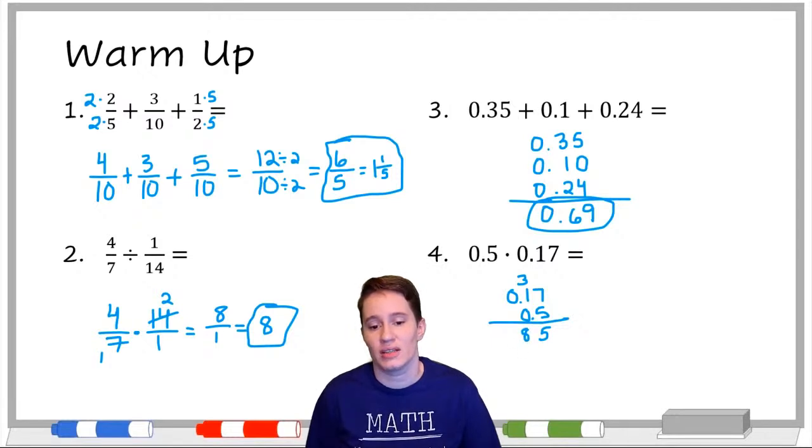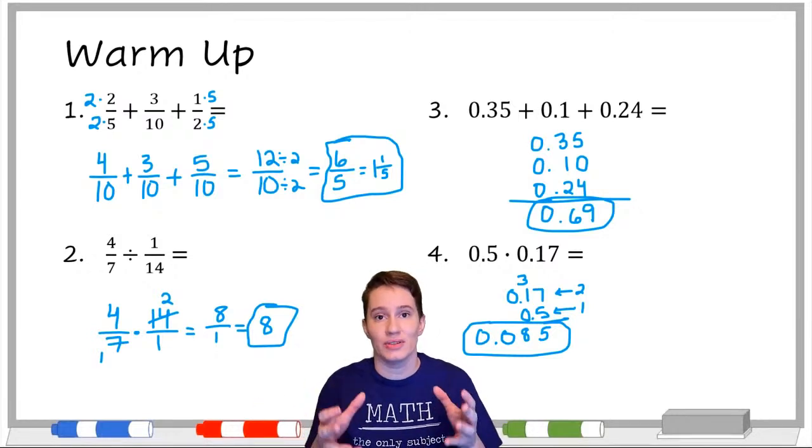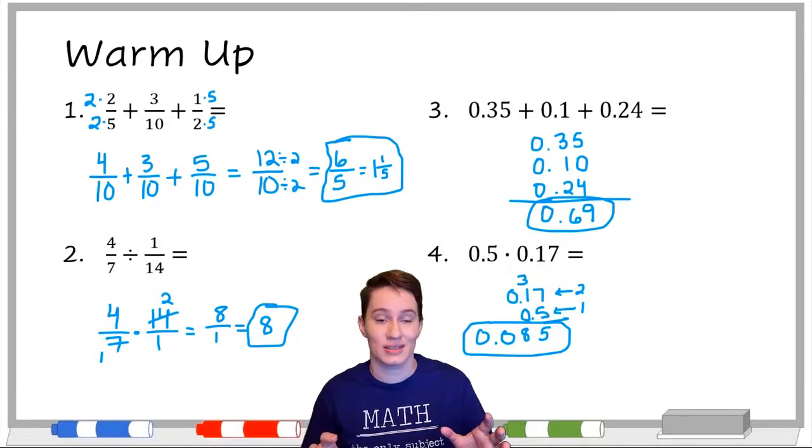Then we look at how many decimal places there were, because that's how many our answers need. And we add up the decimal places. So there's 2 decimal places here, and there's 1 here. So our answer needs 3. So we have to add a 0, so that we have 1, 2, 3 places. So our answer is 0.085. Now, I'm doing this, you know already that this is going to be solving equations with fractions and decimals.